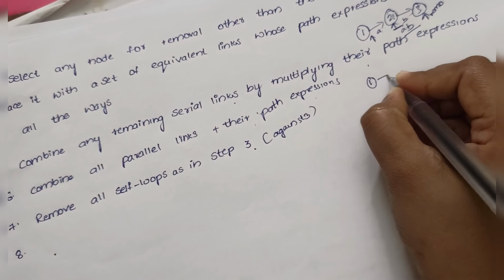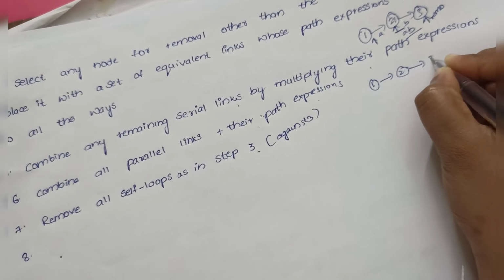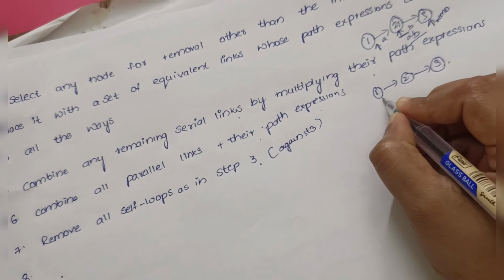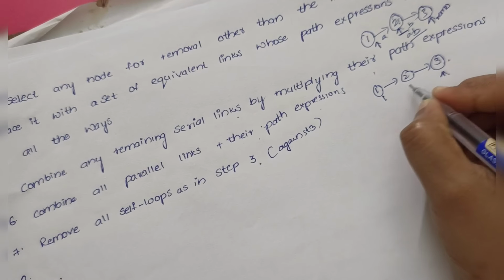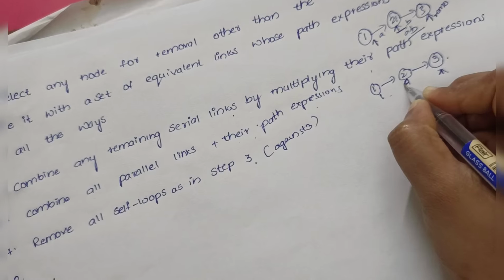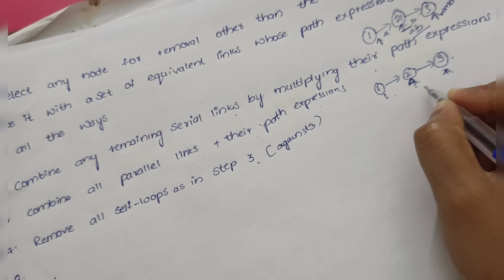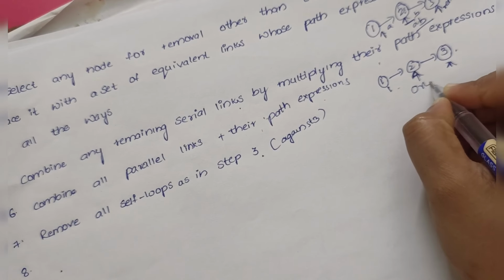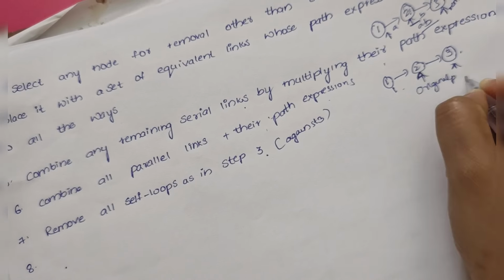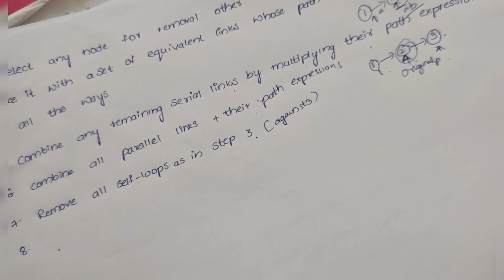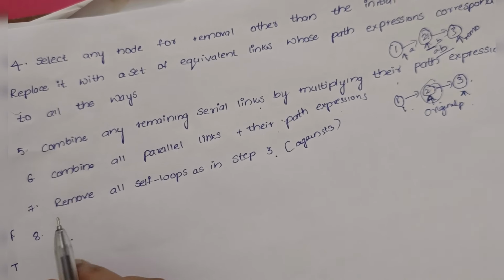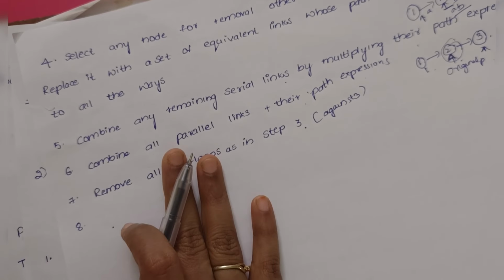Here, this is the entry and this is the exit. In between we have only one node. It should not be removed, and this is the original graph. It should be the same. This should not be removed.